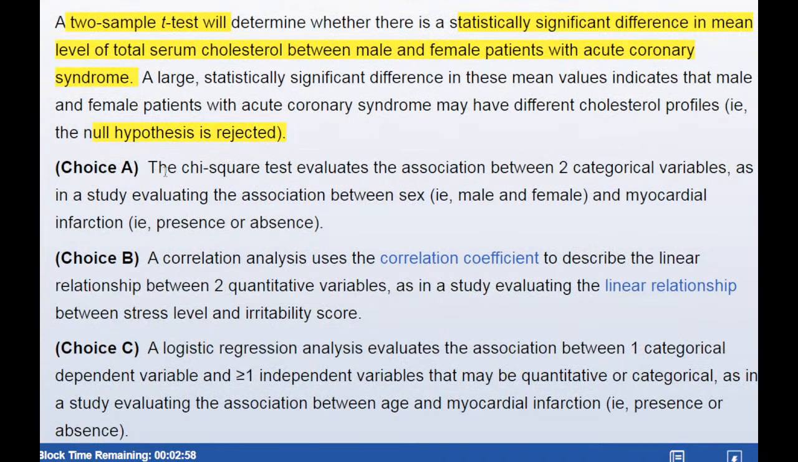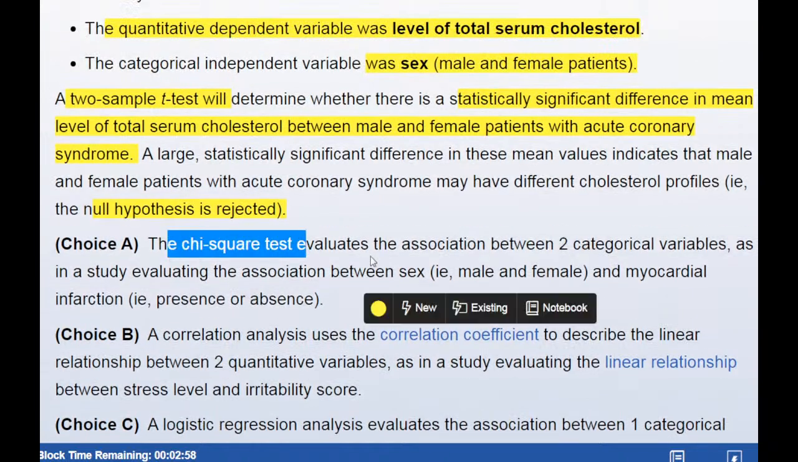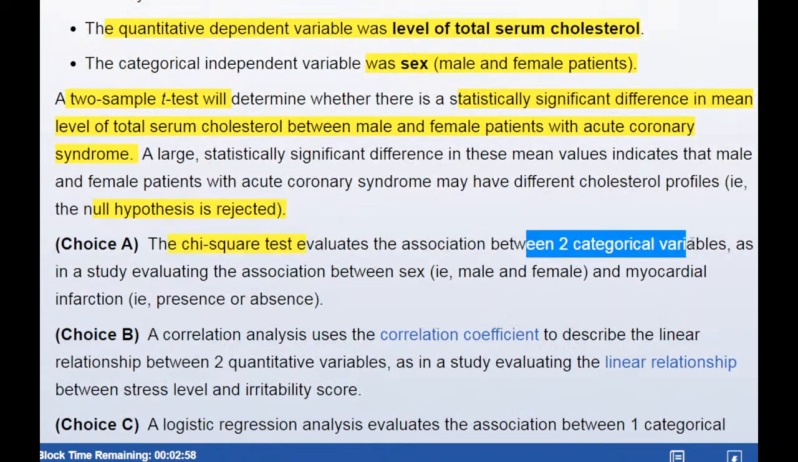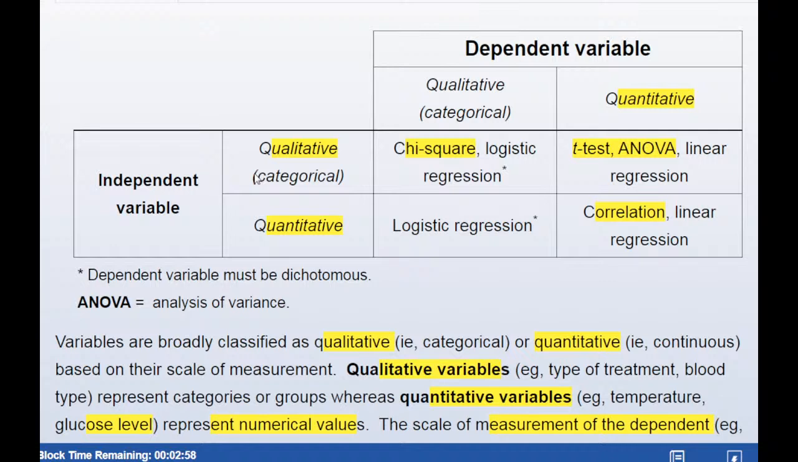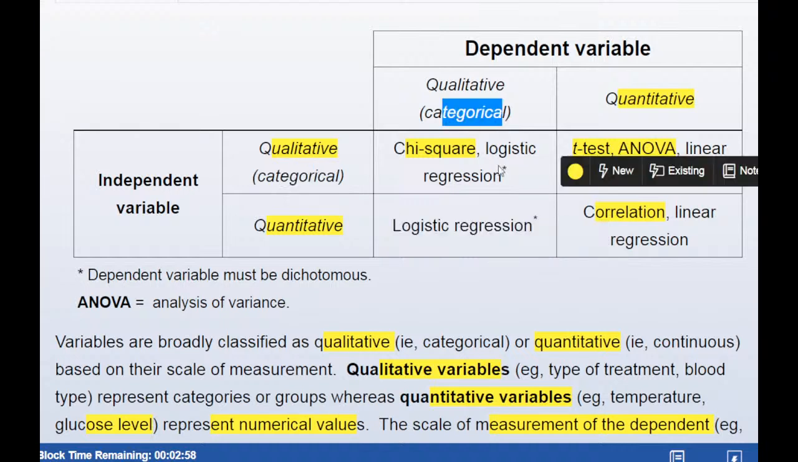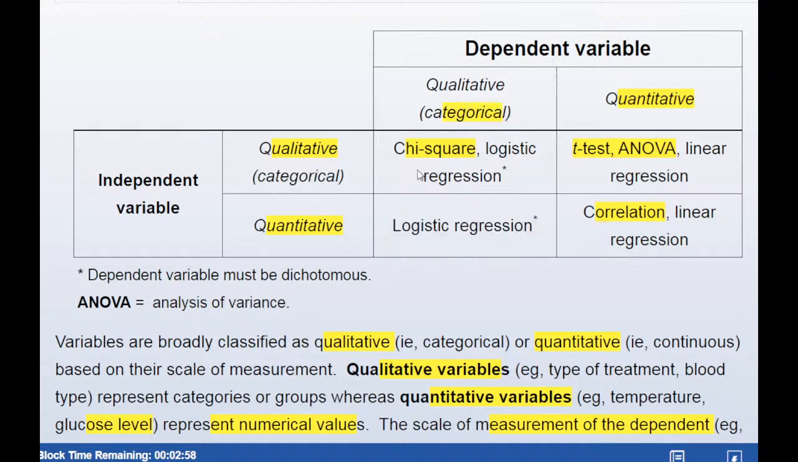But anyway. So the chi-square test evaluates the association between two categorical variables. So they are the same. You see, categorical variable. They are two categorical variables. That means one categorical here and here. No, here and here. I'm sorry. Here categorical and categorical. Okay, two categorical variables is chi-square.